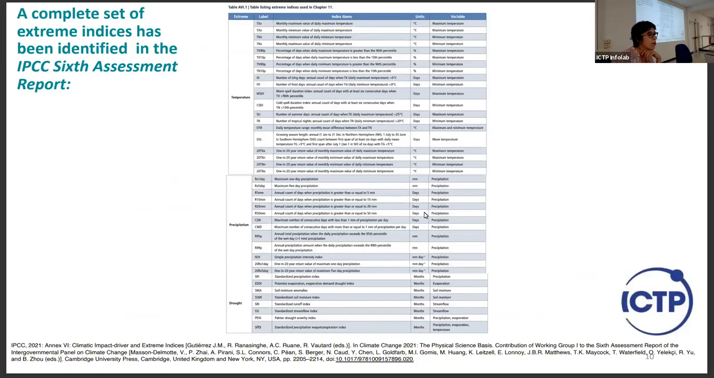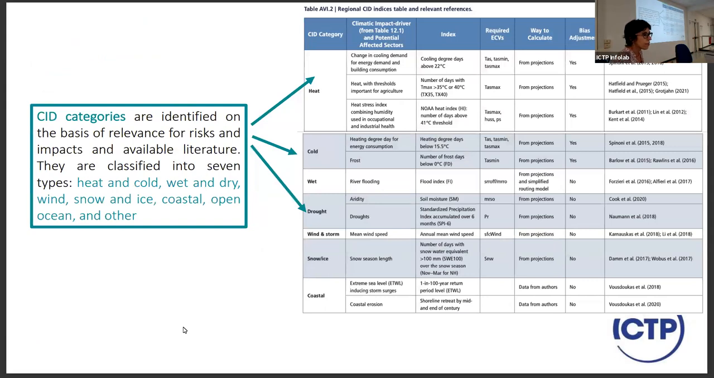So this is a list of extreme indexes that have been identified in the IPCC report, and it is a very complete list where indexes are divided into indexes based on temperature, on precipitation, drought, and so on. And all these indexes are then organized in categories. Seven categories have been identified: heat and cold, wet and dry, wind, snow and ice, coastal, open ocean, and other. And for each of these categories, there are many indexes that have been identified.